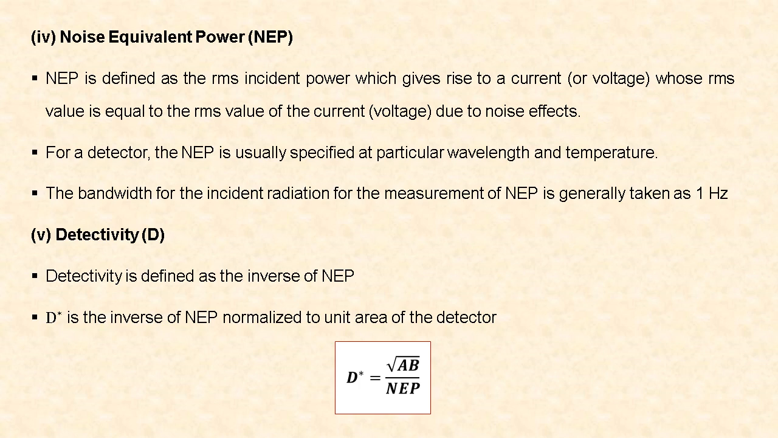D star is the inverse of noise equivalent power which is normalized to unit area of the detector. D star is given as square root of A into B divided by NEP. Here A is the area of detector, B is the bandwidth, NEP is the noise equivalent power.